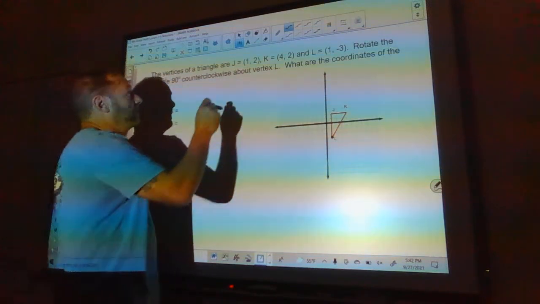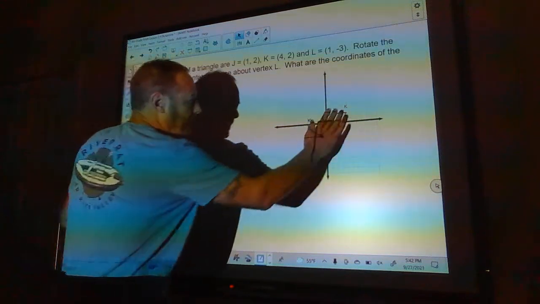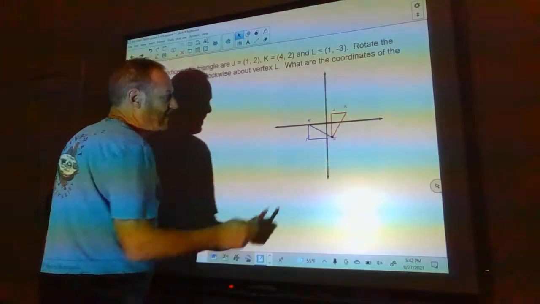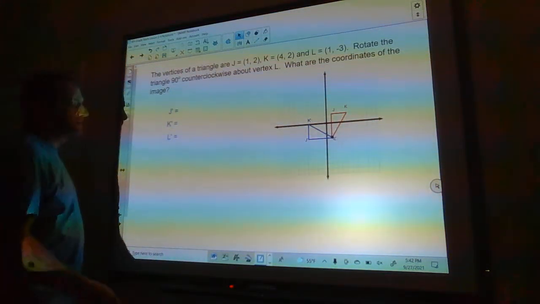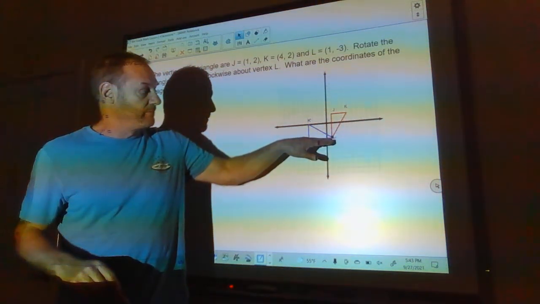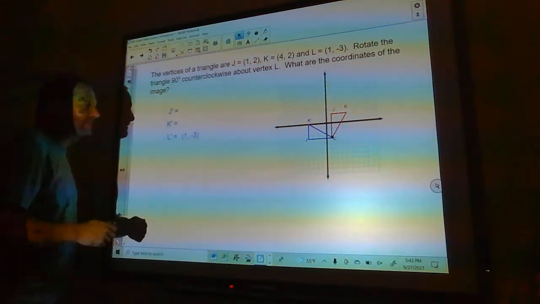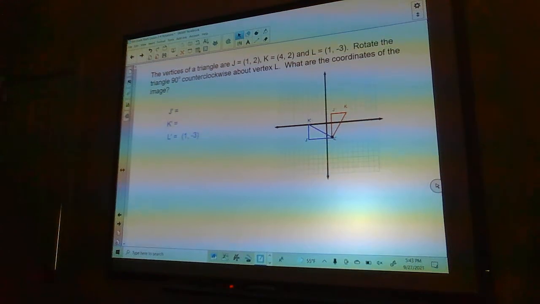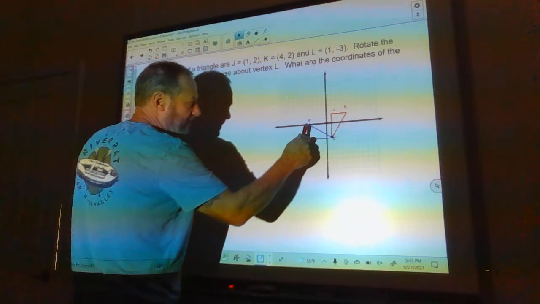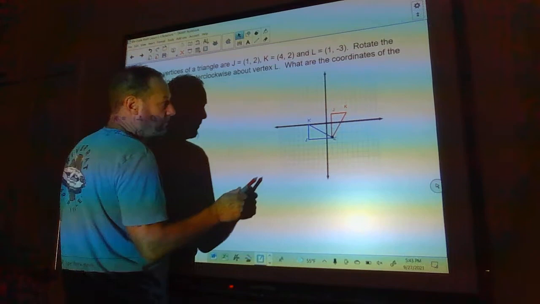So what are the new coordinates? Well, there's my rotation. See, I took it and rotated it 90 degrees this way. Notice that L prime and L are the same point. That's going to happen if you have a point on your figure on the center of rotation. So that's still at 1, negative 3. That's an easy one. I look here at K, K prime. That's going to be at negative 4, 0. And J prime is going to be at negative 4, negative 3.